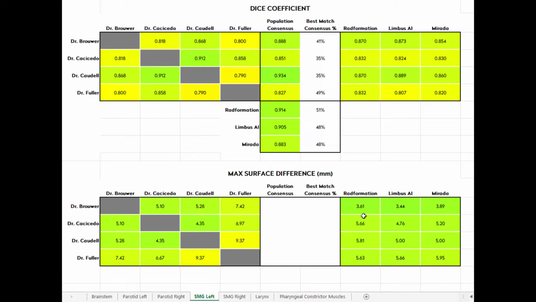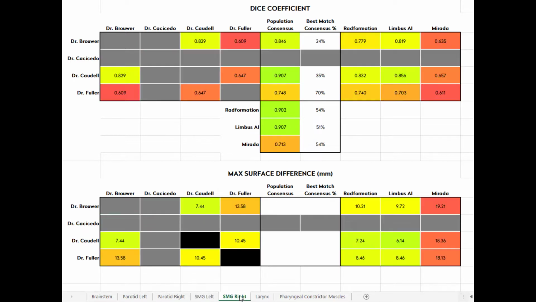So again, you see a tighter distribution, a little more green over here when you're looking at any given physician compared to the 3 AI engines. They tend to look a little bit more consistent with respect to the results than when you compare the physicians. So we'll jump over to the submandibular right and see if we get similar results.